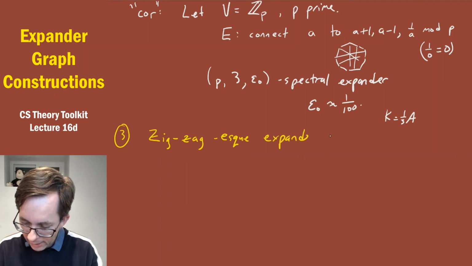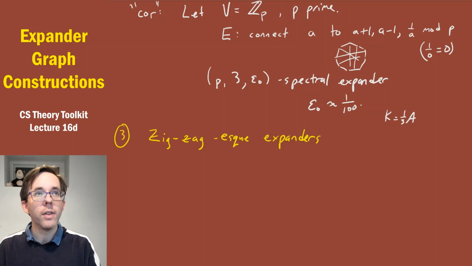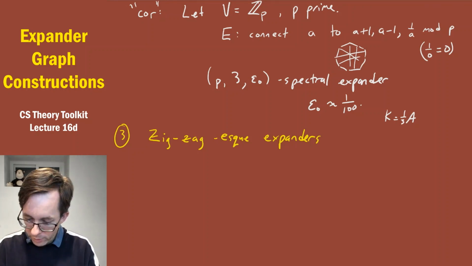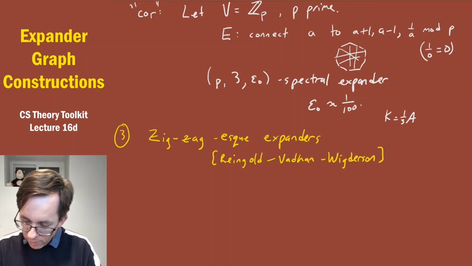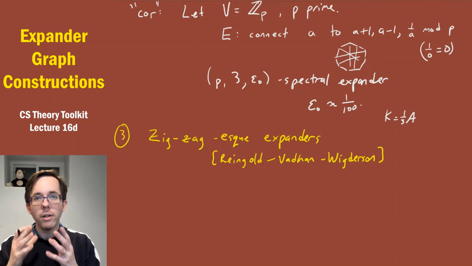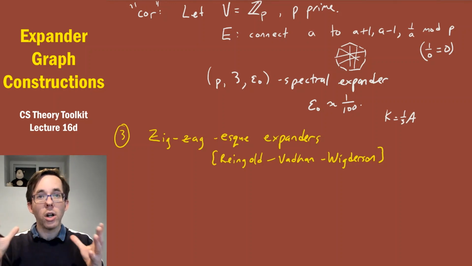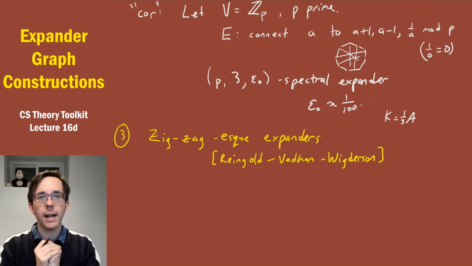Okay, so these kinds of expander graphs were developed by Reingold, Vadhan, and Wigderson a little while ago. And what's cool about them is they're like an explicit iterative construction of larger and larger expander graphs, which is nice.